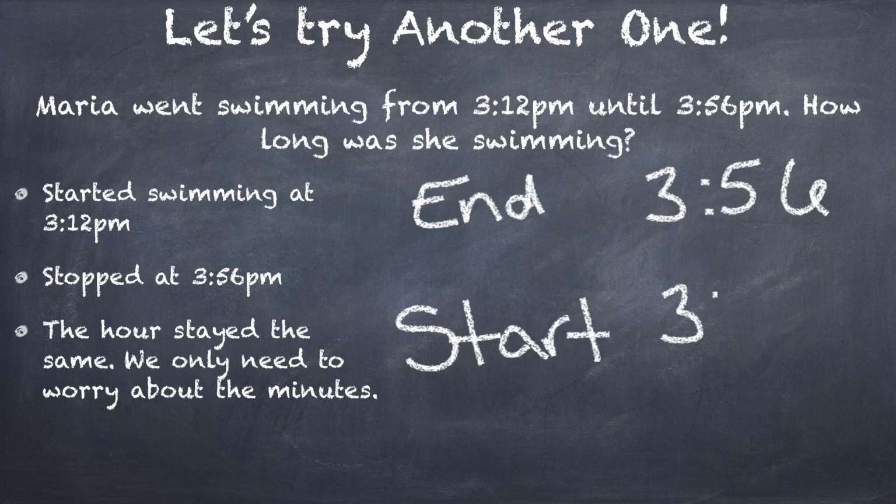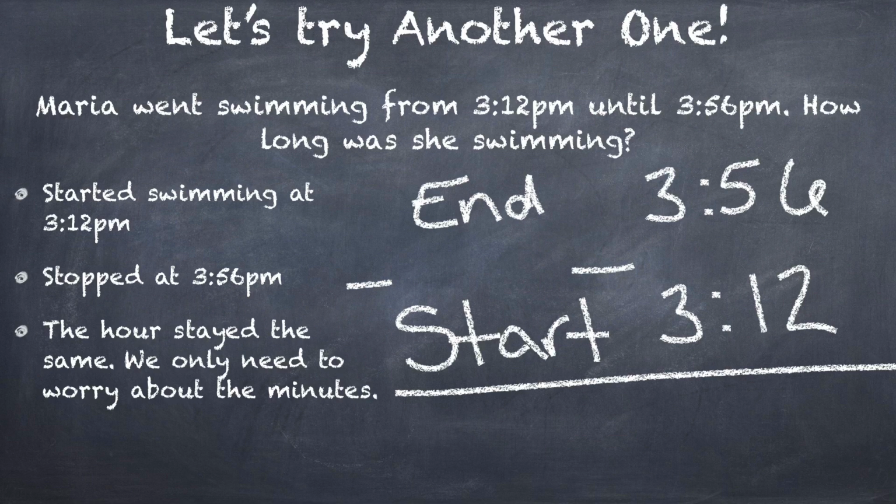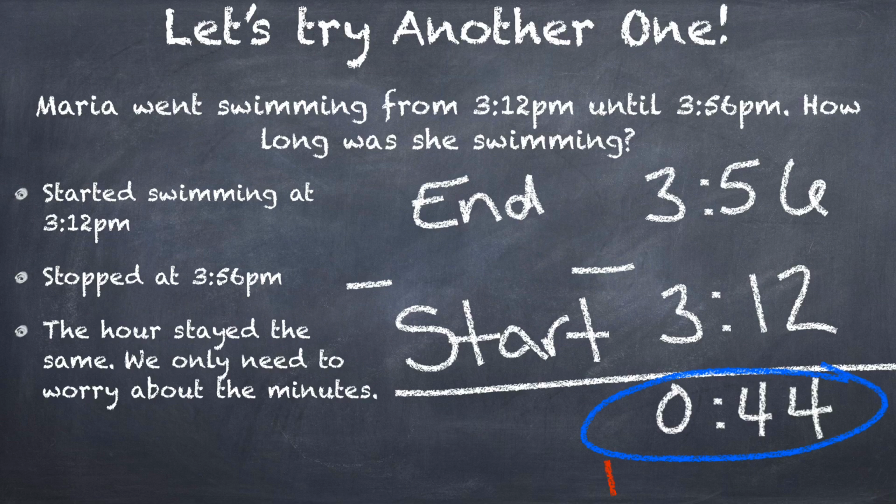We need to find the difference, meaning we need to subtract. If we subtract down, 6 minus 2 gives us 4, 5 minus 1 gives us 4, 3 minus 3 gives us 0, leaving us with 44 minutes. And again, the left side represents our hour and the right side represents our minutes.